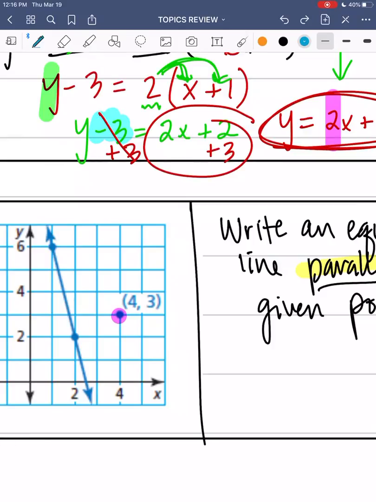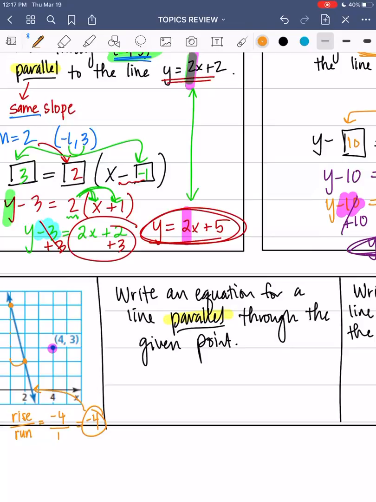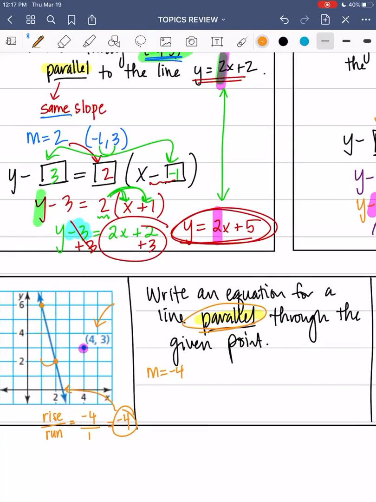So we need to figure out what the slope of the original one is first. Let's look at this guy and find the slope. Rise over run is, we have to go 1, 2, 3, 4 down, so that's negative 4 rise, and then 1 to the right, so positive 1. So this line has a slope of negative 4. If we want a parallel line, we're going to use the exact same slope, so m equals negative 4, and we want it to go through the point 4, 3.